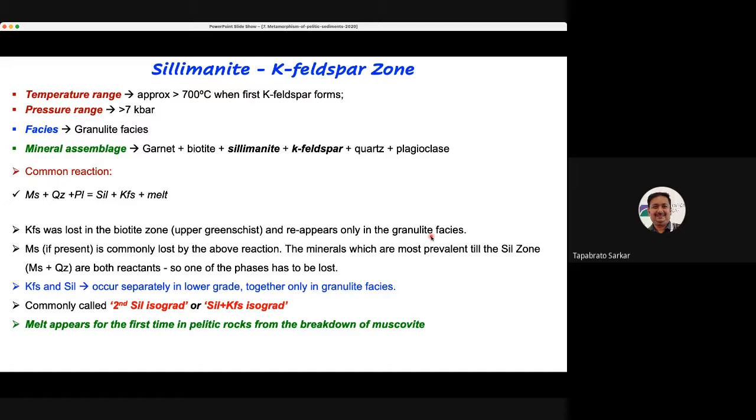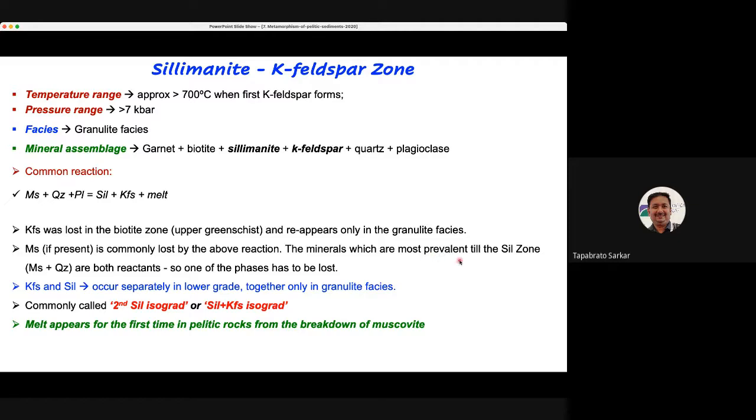If somebody says that they found K feldspar in a metamorphosed pelitic rock in the amphibolite facies condition, this is completely wrong, because this cannot happen. Your theoretical knowledge should also guide you regarding the mineral assemblage. K feldspar is completely lost in the biotite zone and never appears before the granulite facies condition. Muscovite, if present, is commonly lost by the above reaction.